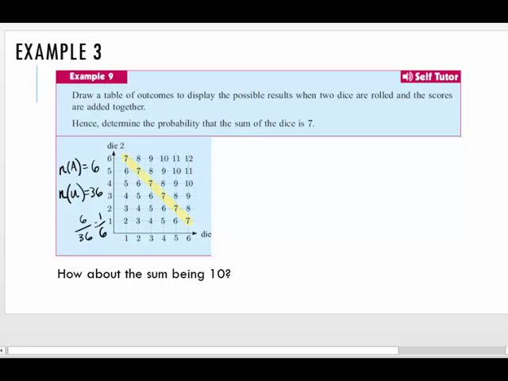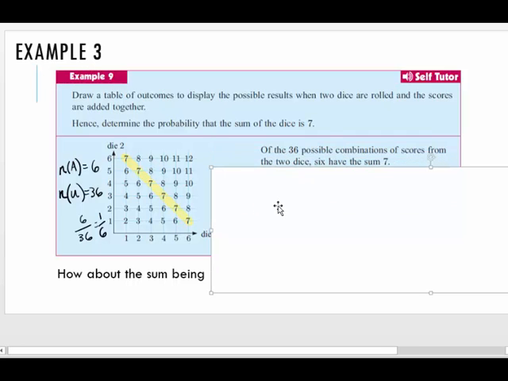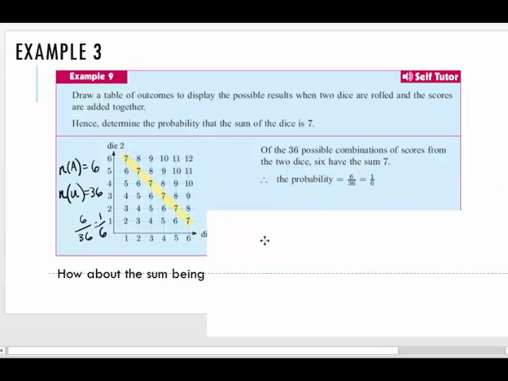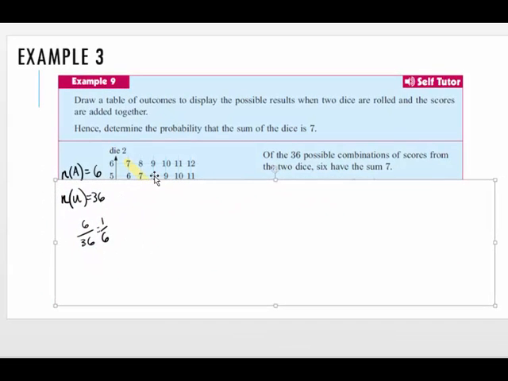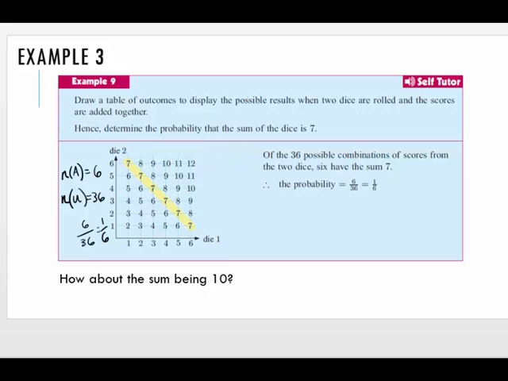Let's check our work from the good old-fashioned book. Of the 36 possible combinations, we have 6 are the possible answers. And there's a little 3-dot thing again. Remember, I'll just keep pressing that button. This right here means therefore.